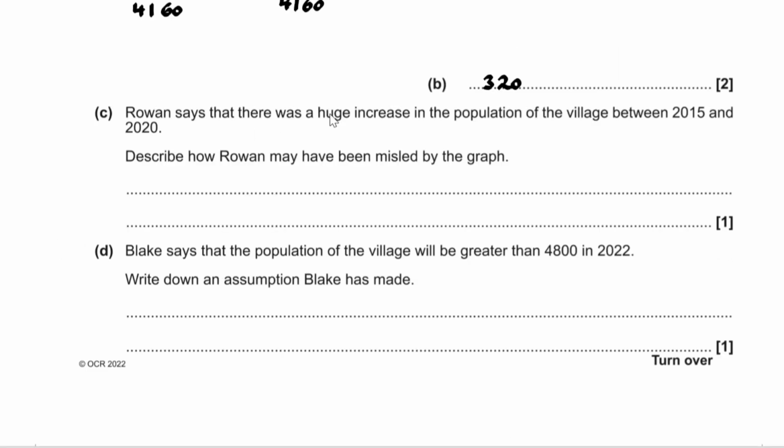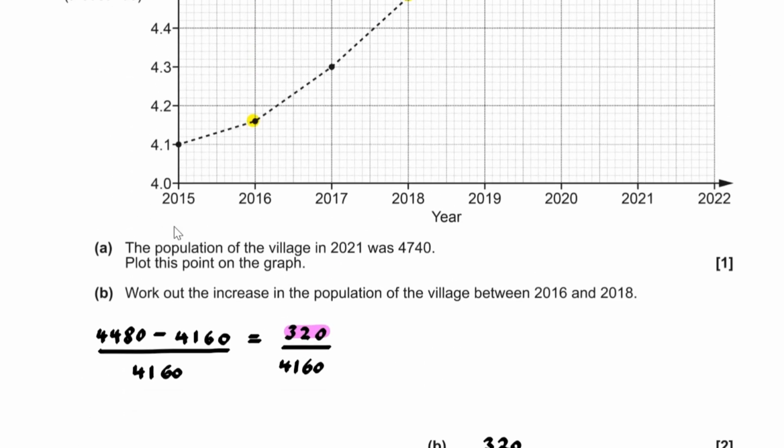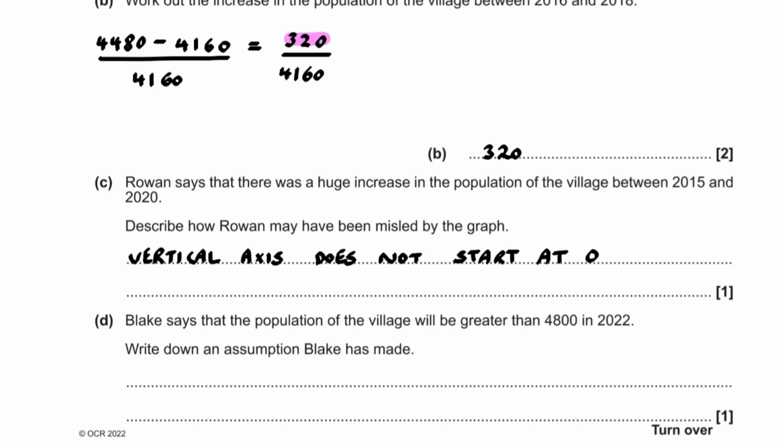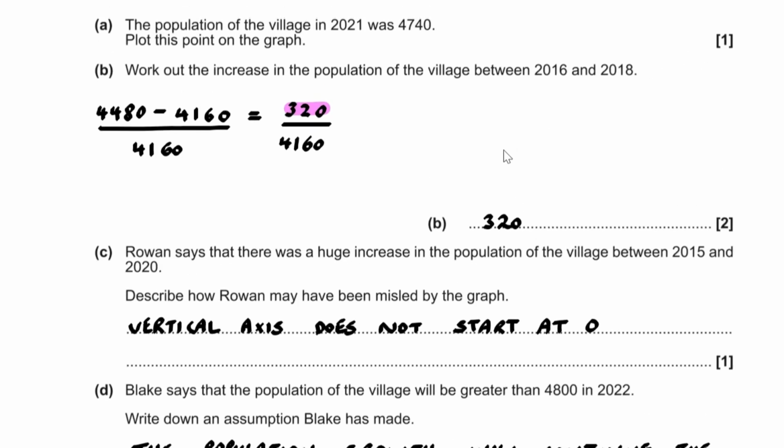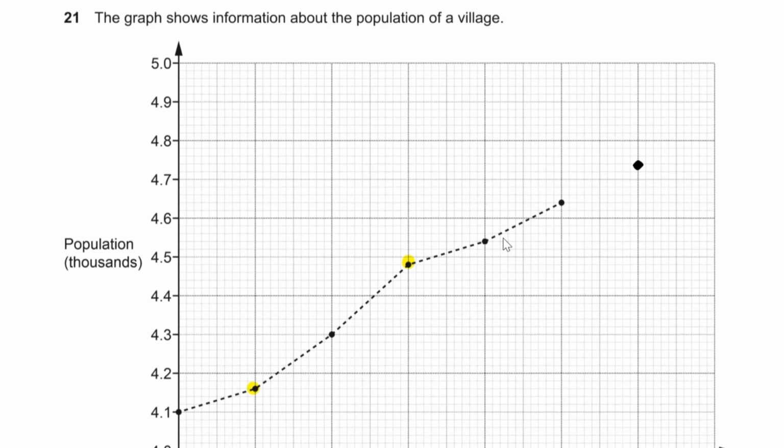For part C, Rowan says that there was a huge increase in the population of the village between 2015 and 2020. We have to describe how Rowan may have been misled by the graph. Well, the graph does not start at 0, it starts at 4.0 instead. For part D, Blake says that the population of the village will be greater than 4,800 in 2022. We have to write down an assumption that Blake has made. Well, we've assumed that the population growth will continue the same as previous years, where we just have a straight line.